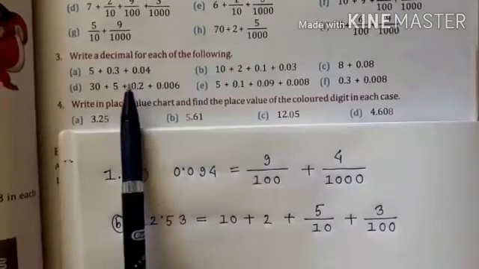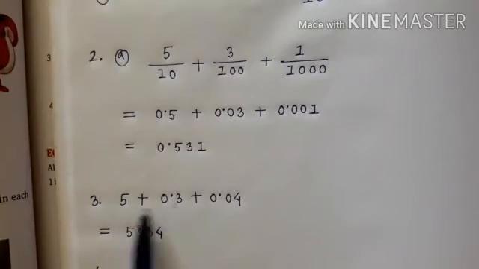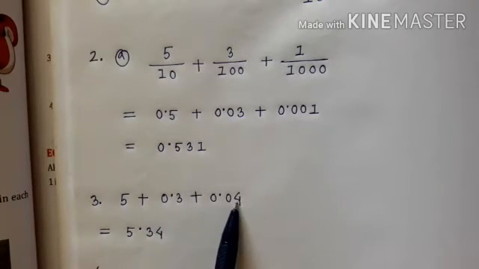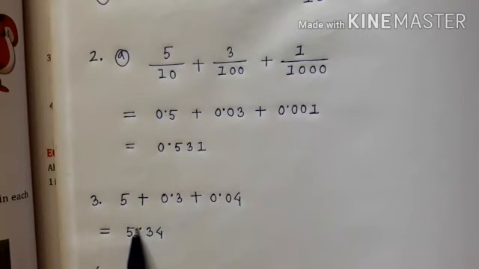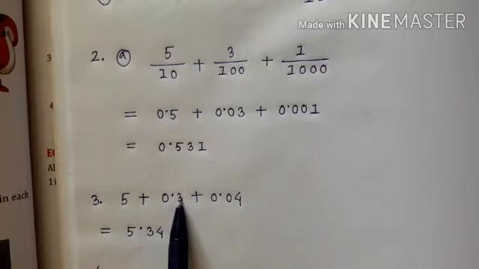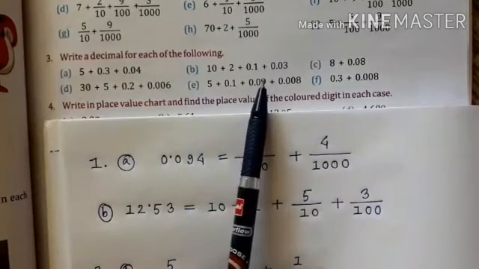Okay. Next, write a decimal for each of the following. Look at here, 5 plus 0.3 plus 0.04. If we add this, we will get 5.34. 5 is the whole number, then the decimal point, and 3 is in the tenths place, right? So write 3 in the tenths place and 4 is in the hundredths place, right? So write 4 in the hundredths place, 5.34. Okay. So in this way you have to write the decimal.